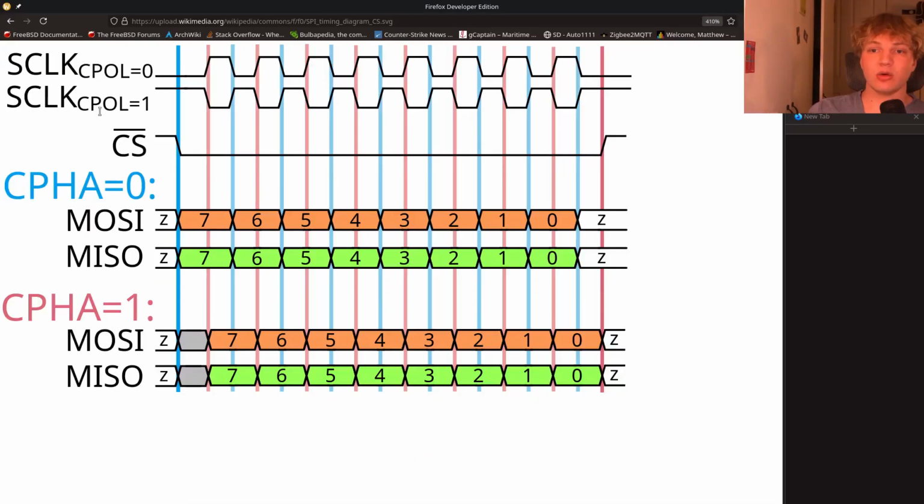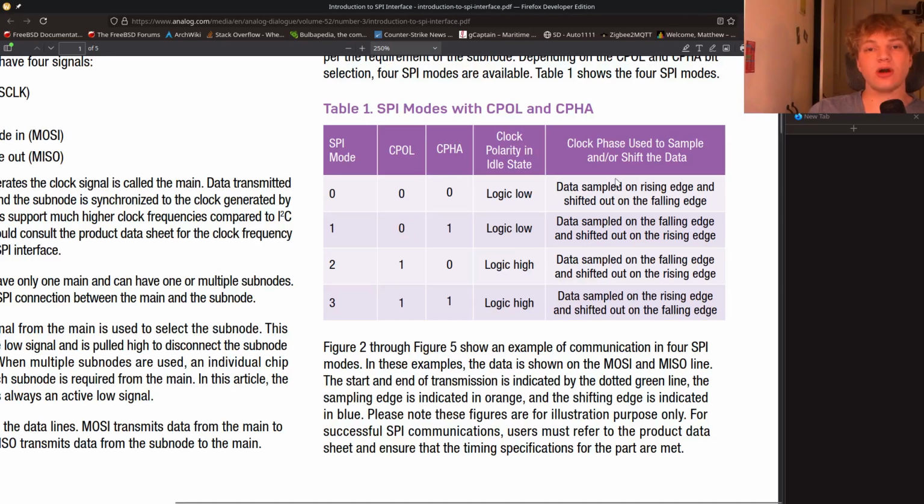And our last one here would be clock polarity 1, clock phase equal to 1. You can see down here, our first change, we shift data out, which is a falling edge. And down here, you can see we've got a rising edge that lines up with where we sample. So those are the 4 SPI modes. Hopefully the graphical representation of them made it a little bit more clear.